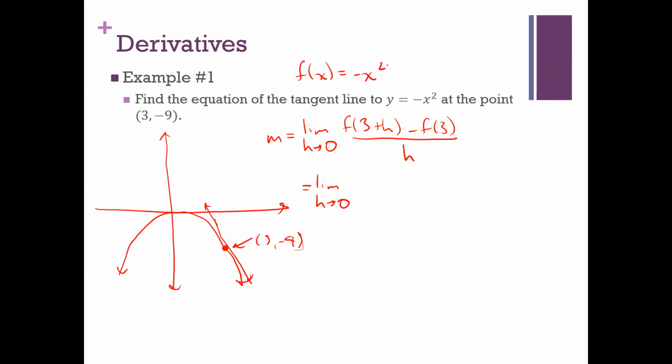The derivative is, let's just talk about in terms of tangent lines and slopes. If I want to use the derivative to find the slope of a tangent line, there has to be some function that I'm interested in. So in this case, I'm interested in this parabola, y equals negative x squared. So because of that, I'm going to use this function f of x equals negative x squared. If that's what our function is, then what is f of 3 plus h?